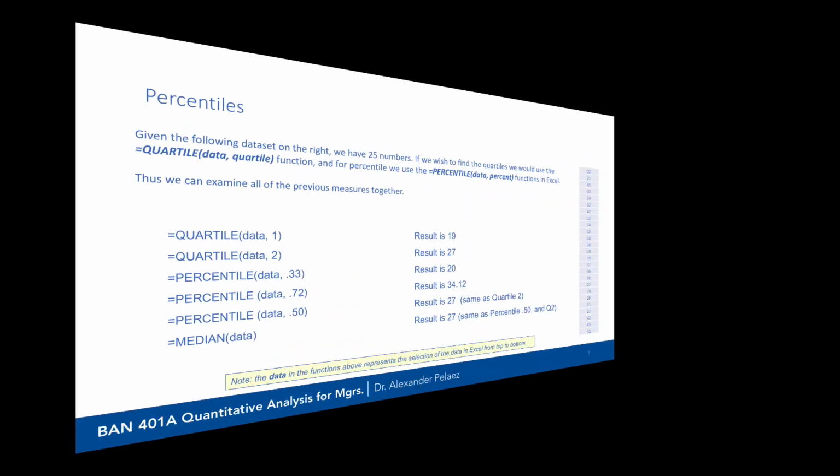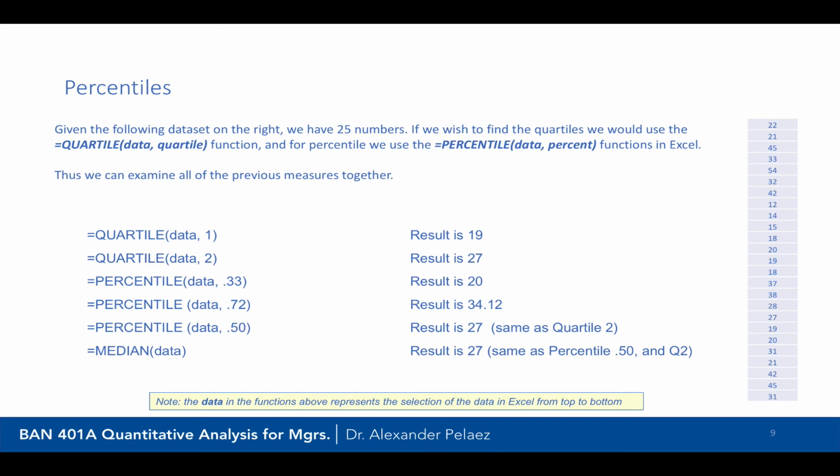So how do we use percentiles and quartiles in Excel? In Excel, we're going to use the QUARTILE function and the PERCENTILE function. The first parameter will be the data, and then in the case of quartile, we'll choose whether we're going to choose the first, second, third, or fourth quartile. If we use percentile, we do the same thing, where we provide the data, and then we provide the percentage that we're going to use. So in the example below, 0.33, 0.72, and 0.50. And you can see that the 50th percentile is identical to the median.